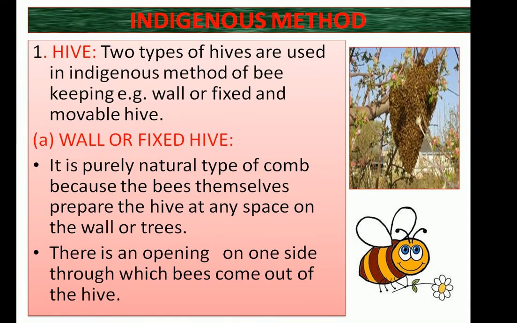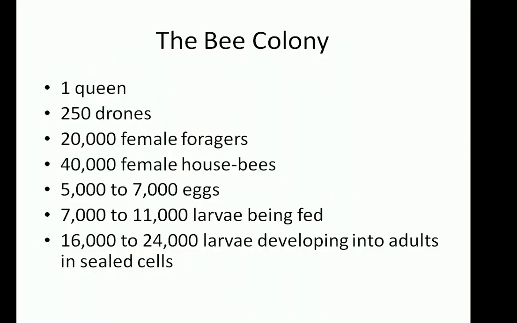Then we reach the honeybee hive and what it consists of. Basically, in a honeybee colony there is one queen, about 200 to 250 drones, 20,000 female foragers, 40,000 female house bees, and 5 to 7,000 eggs laid in the hive colonies. About 6,000 to 24,000 larvae are developing into the adult stage. So many life stages are included in one colony.